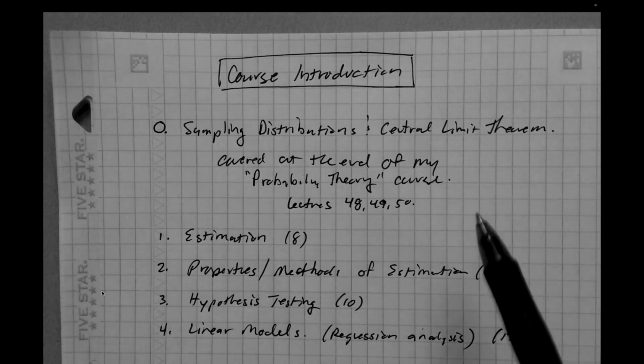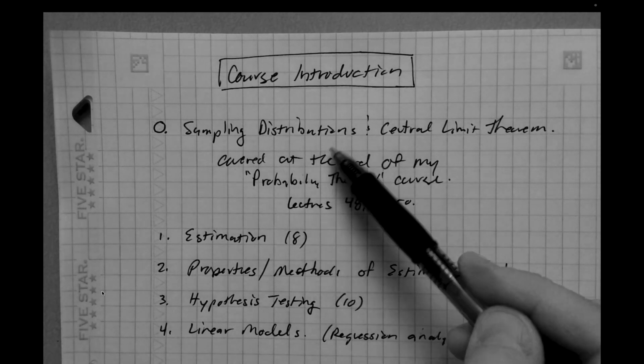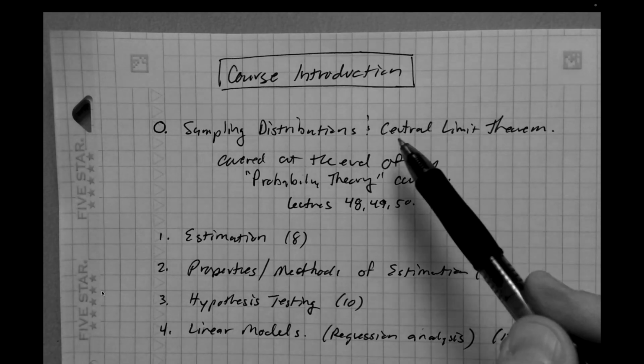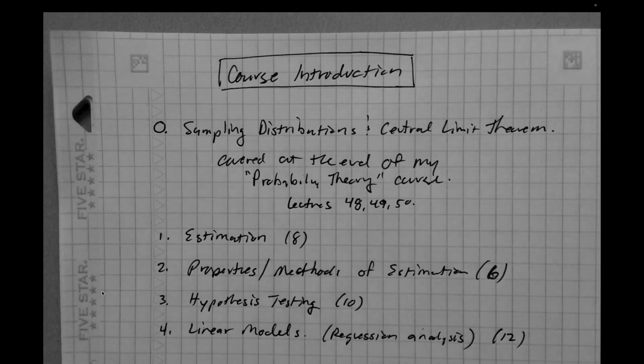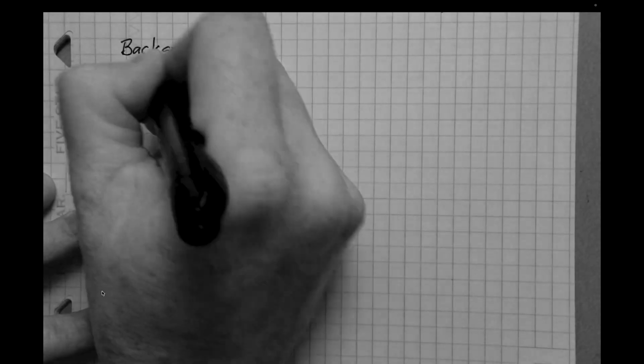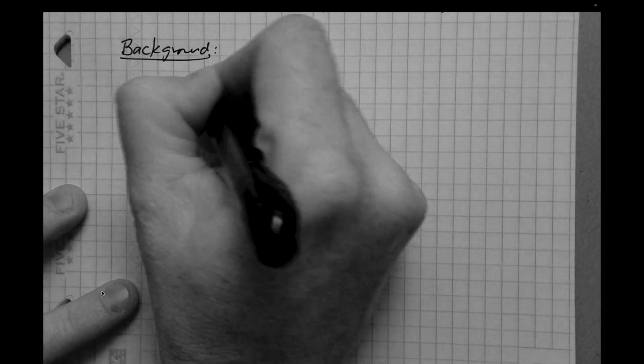Again, very important: make sure you go through sampling distributions if you haven't already. Super important. You'll be fairly lost without it. Okay, and then what's the background of this course? What sort of mathematical background is important here? Well, without a doubt, you have to have probability theory.